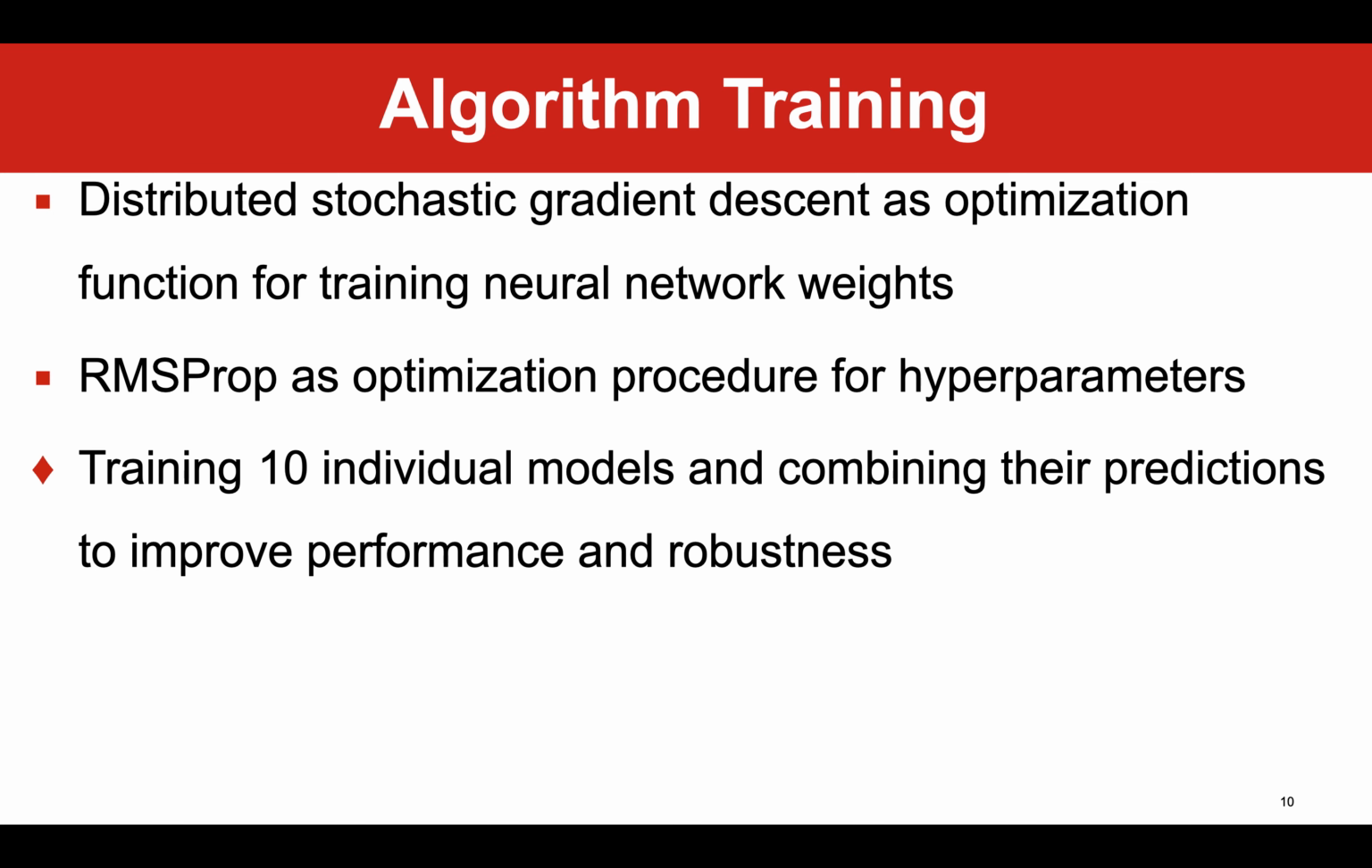Moving on to our algorithm training. So we incorporated a distributed stochastic gradient descent as our optimization function for training our neural network weights, and also utilized the RMSprop function as an optimization procedure for hyperparameters. And finally, we trained 10 individual models which differed in parameters and combined their predictions to improve model performance and robustness overall.